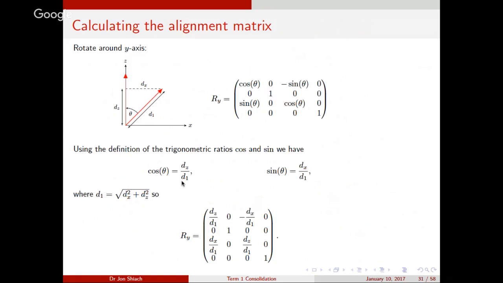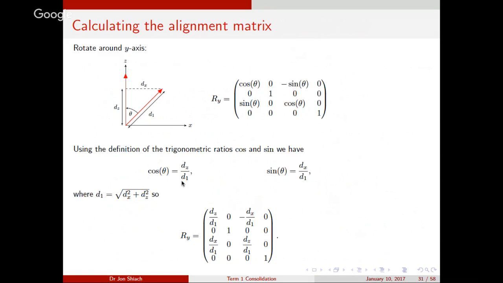Okay, how do you calculate that alignment matrix? Well, because it's quite difficult to actually draw 3D on 2D, imagine we're looking down the y-axis, right down it. The first thing we want to do is rotate this vector so it's in the YZ plane. So we need to rotate it around the y-axis by this angle theta. That's the rotation matrix for rotation about y that we saw earlier on, or last term.